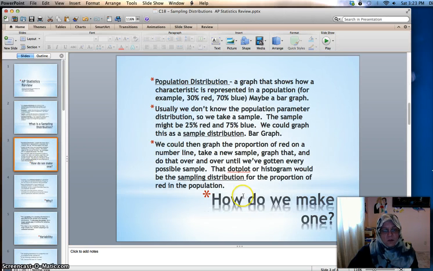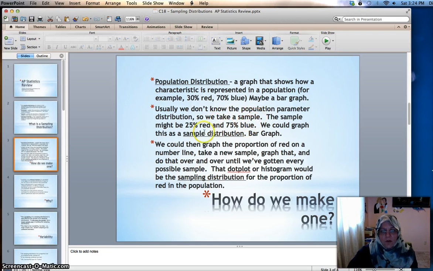So how do we make a sampling distribution? Well, there's a couple other graphs that we want to distinguish it from, just to be clear. The first is a population distribution. Okay, that is a graph of the parameters in the population. It shows how a characteristic is represented. So maybe if we're doing a graph of all the favorite colors, we would say 30% like red, 20% like blue, 15% like purple, so on and so forth. So it might be a bar graph. Maybe it would be a pie chart if it's out of 100, something like that. Usually we don't know the population parameter distribution. We don't know the true values of the population. So instead we take a sample.